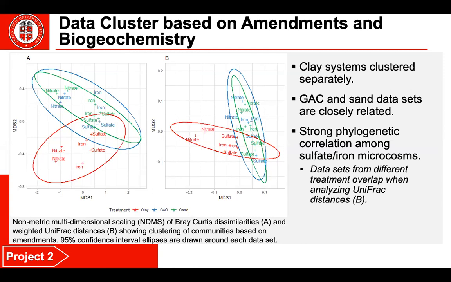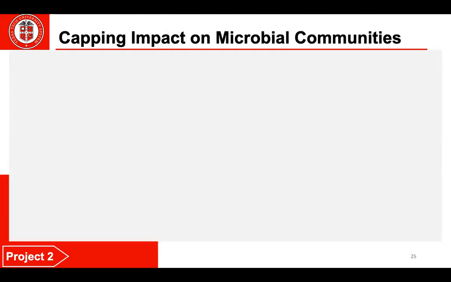where GAC and sand are closely related, as well as we saw emergence in GAC and sand systems of organisms that you would typically associate with pollutant degradation. In clay, you tended to see very dominant organisms that we couldn't necessarily link to transformation processes.